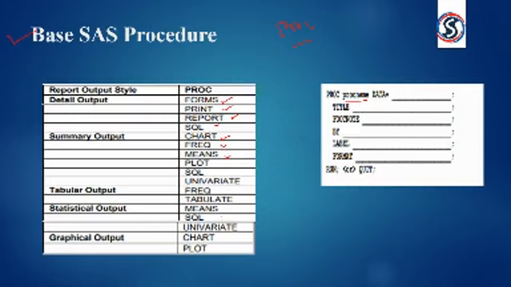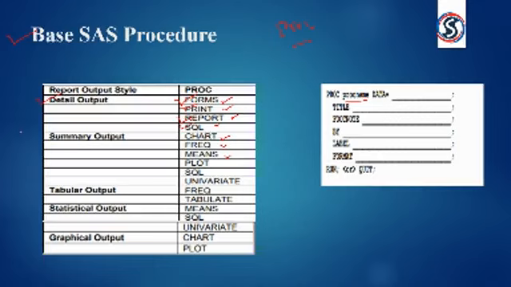If you want a detailed output of your data, this detailed output is going to print one or more observations without collapsing the data that meet the specific report criteria. So how will you get the detailed output? We have different procedures: PROC FORMS, PROC PRINT, PROC REPORT, and PROC SQL.